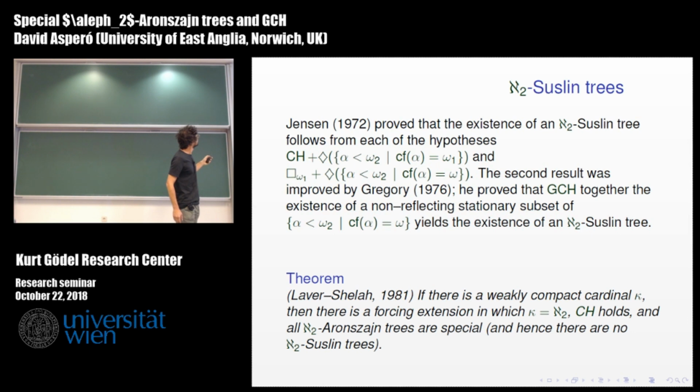And then around the same time, in the late 70s, Laver and Shelah proved that if there's a weakly compact cardinal kappa, then there's a forcing extension in which kappa becomes omega 2, CH holds, and therefore you have Aleph-2 Aronszajn trees, and they are all special. So in particular, there are no Aleph-2 Suslin trees, right? And special here means that there's a function from the tree into omega 1 that sends comparable nodes to different colors.